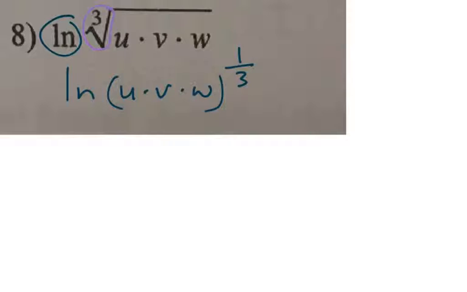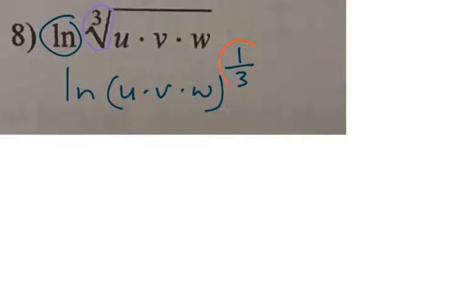Okay. Now this one may stump you, so let me just get straight to the point. Do you guys still remember what a radical is as a power? That is a cube root right there. So the first thing we better do, guys, is rewrite it. It's a natural log, right? Instead of cube root, we're going to say u times v times w to the 1/3 power. Did you guys remember a cube root is a 1/3 power?